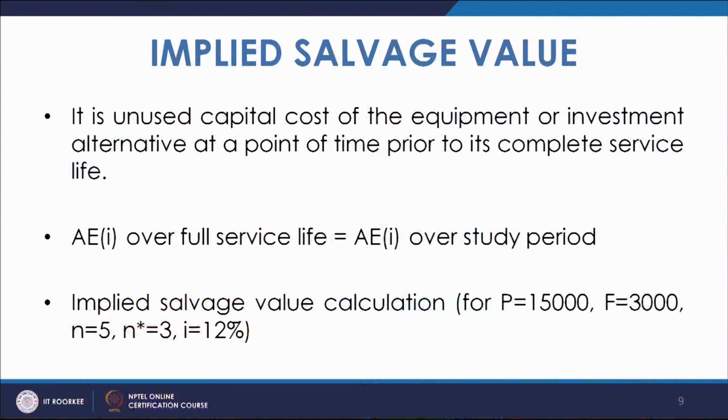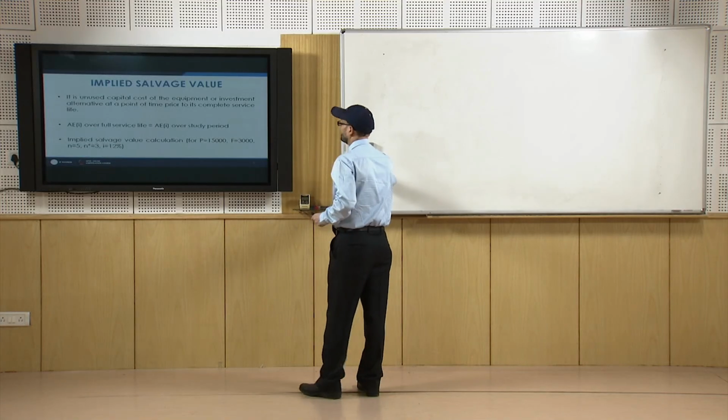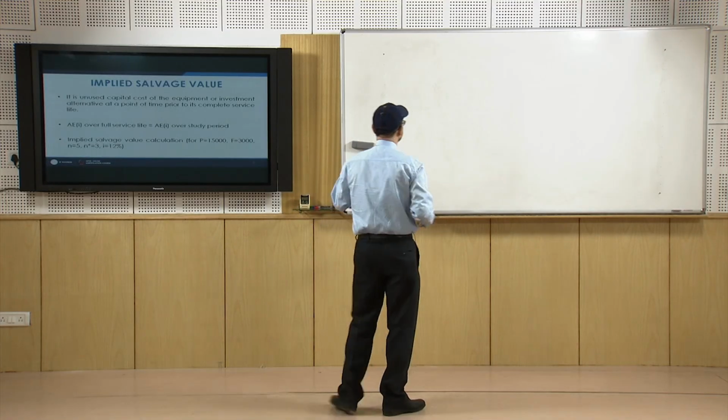So, for that the criterion is that the AEI of the first asset, the asset for its full service life, should be equal to the AEI over the study period, that is the smaller period of 3 years, and then once you equate you can get the value of the implied salvage value. So, let us see how we calculate the implied salvage value.